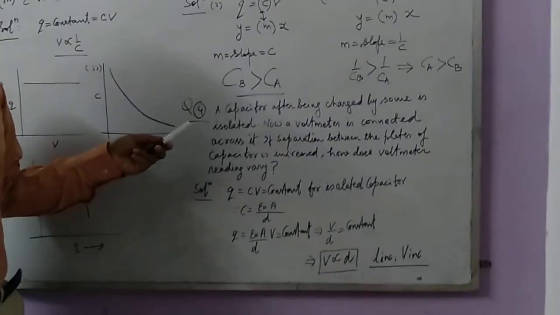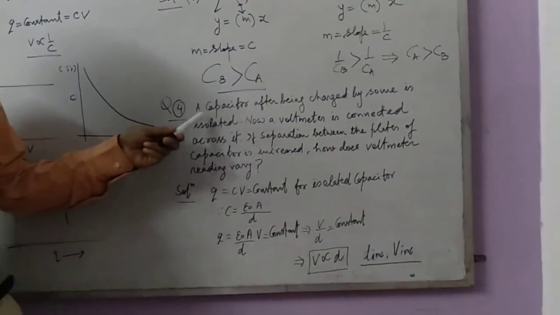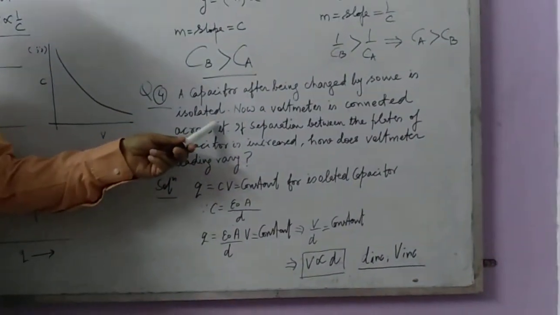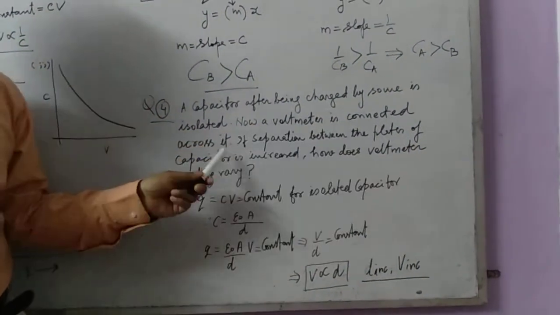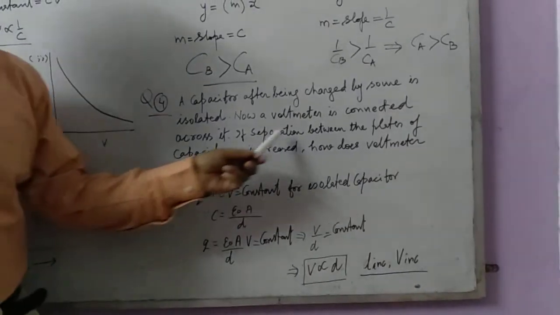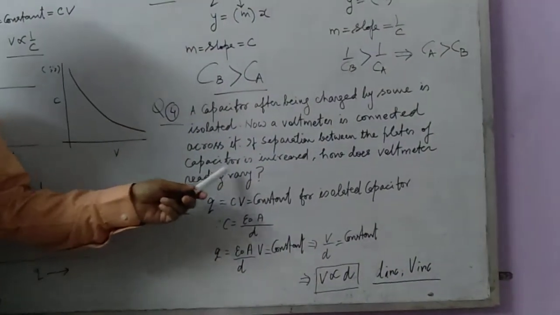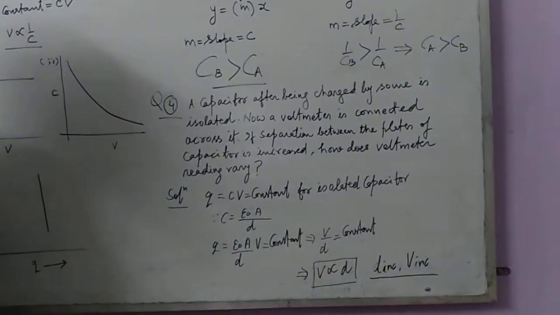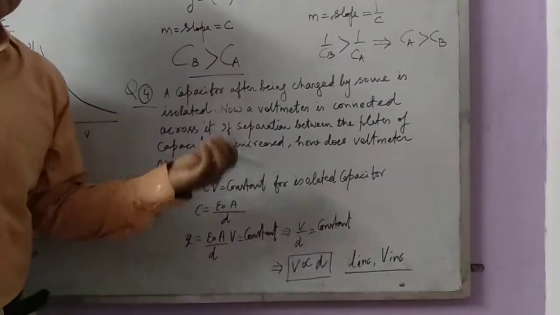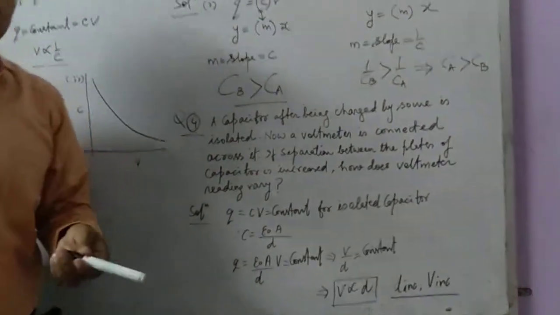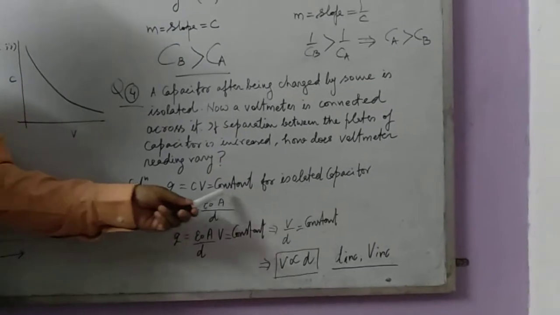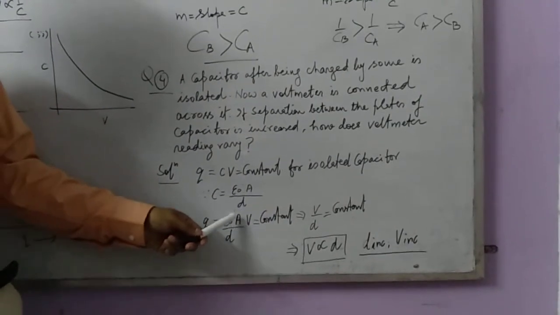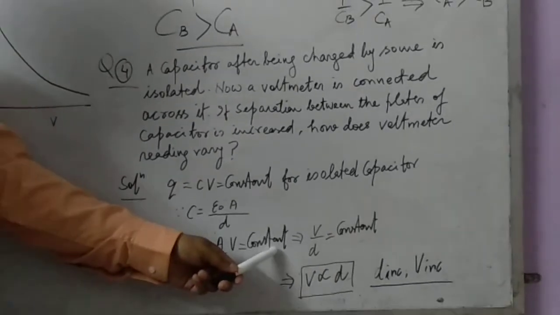Now the last question. A capacitor, after being charged by a source, is isolated. Now a voltmeter is connected across it. If the separation between the plates of the capacitor is increased, how does the voltmeter reading vary? Again, the capacitor is charged by a battery and isolated. Therefore, the charge over the capacitor is going to be constant. Q is equal to CV, that is going to be constant. What is C? C is epsilon naught A upon D. So epsilon naught A upon D into V is constant.